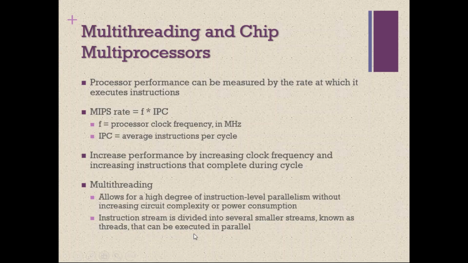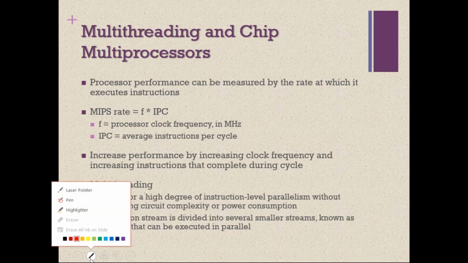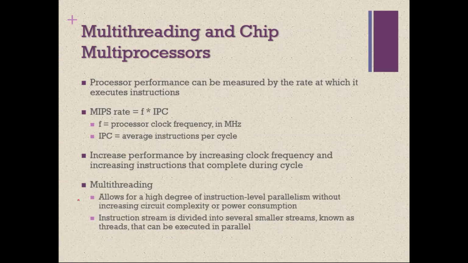The performance of a processor is measured by the number of instructions it executes in a unit time. The processor performance is measured by the rate at which it executes instructions. That is, in a given time, how many instructions it executes. Based on that, the performance of a processor is measured.